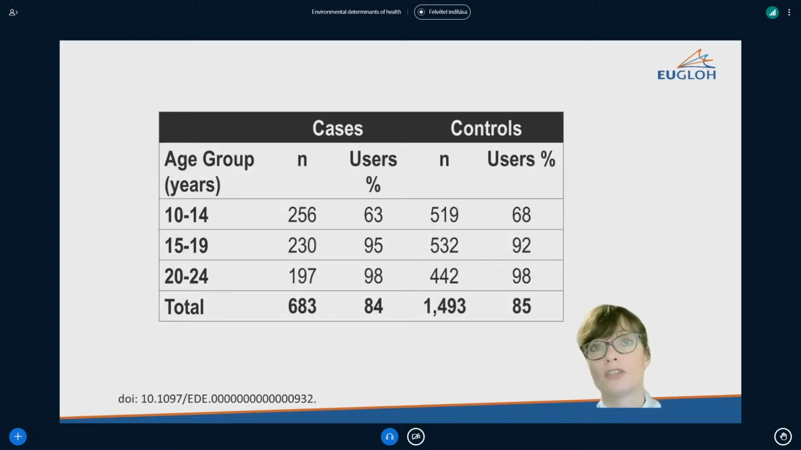There was another challenge. Between proposal writing and carrying out the study, the use of mobile phones had reached almost 100% in the adult population and 98% in our oldest age group, those who were between 20 and 24 years. Even in the youngest age group, about 2/3 were mobile phone users. Therefore, there was a lack of unexposed persons, further limiting statistical power in our analyses.